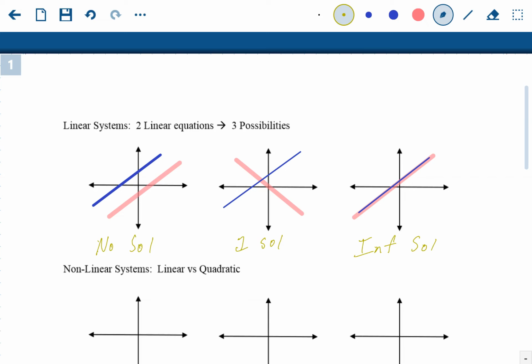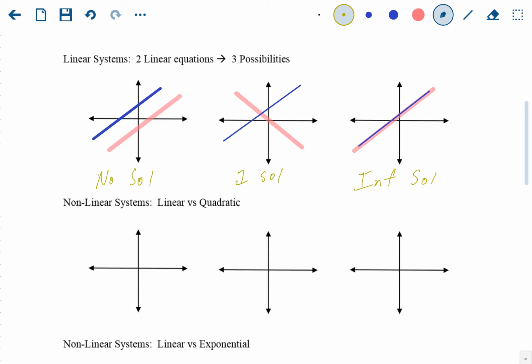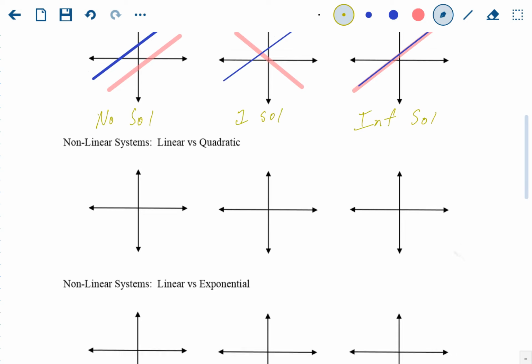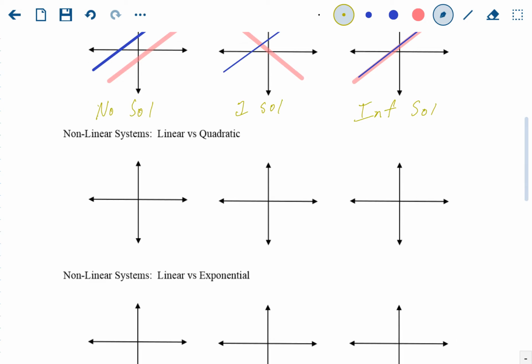However, if you're not graphing, if your two equations aren't the same type of equation, if they're not the same type of function, that's never going to happen. So in our first nonlinear system, we have linear versus quadratic. Okay. So this one also has three possibilities. However, one of them is not infinite solutions, because a linear equation and a quadratic equation are never going to be the same graph. So the first scenario is you could have zero solutions.